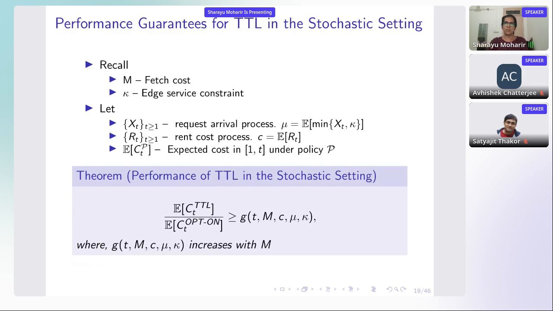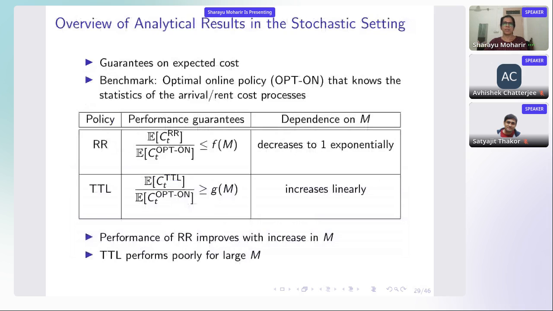Our next result characterizes the performance of TTL for the same setting. The setting is IID request arrivals, IID rent costs. The benchmark again is the optimal online policy. And we show that the performance of TTL deteriorates as the fetch cost, denoted by M, increases. So to summarize our analytical results for the IID case, we show that RR performs well in this setting and its performance improves as M increases, whereas TTL performs poorly for large M. Thus, qualitatively, the results are similar to the case of arbitrary rent cost and arrival sequences, where we looked at the adversarial setting with the offline optimal policy being the benchmark. So to summarize, we have results both for the setting where the arrival process is arbitrary and where it is IID stochastic. In both settings, RR performs better as M, the fetch cost, increases.